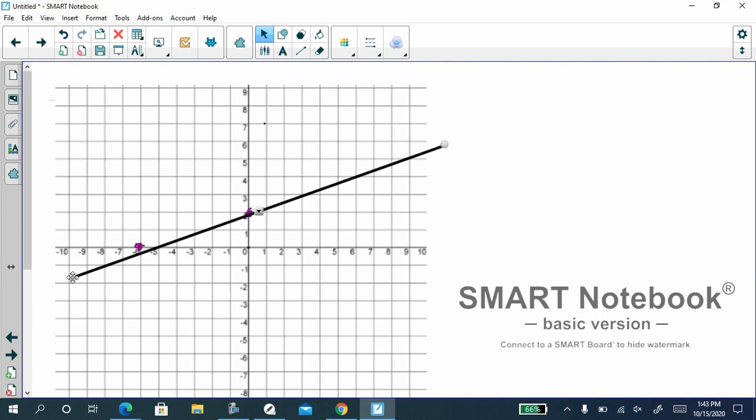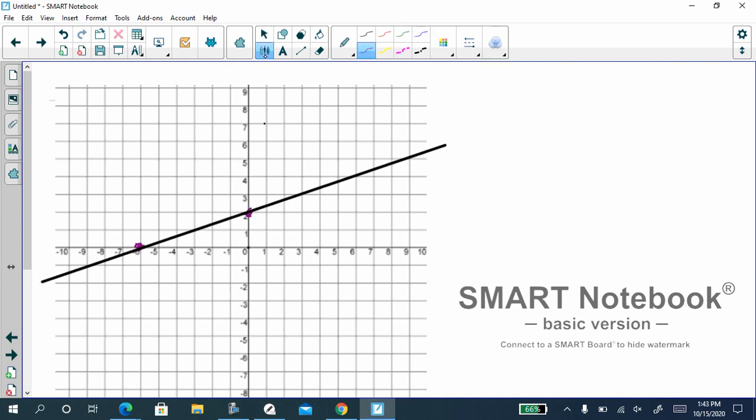It seems backwards that the x-intercept would have a y value of 0 and the y-intercept would have an x value of 0. But if you think about it, the x-intercept only has an x value. The y-intercept has a y value. The other part of the ordered pair is 0.